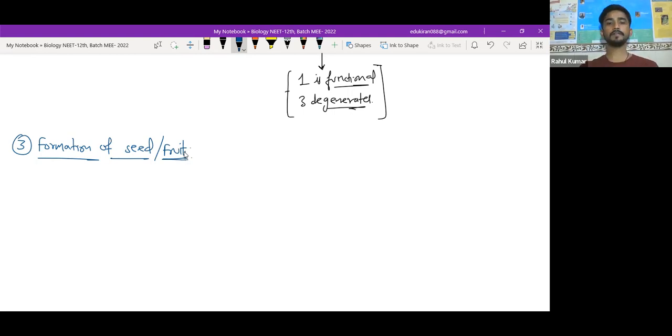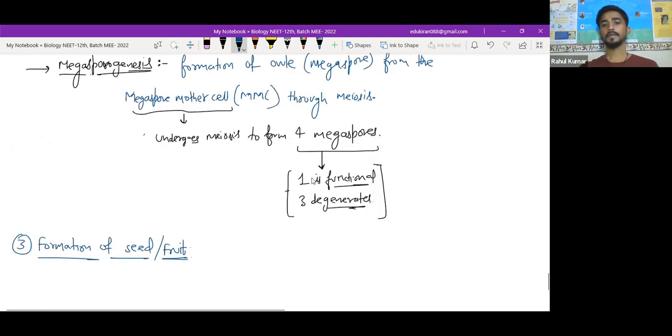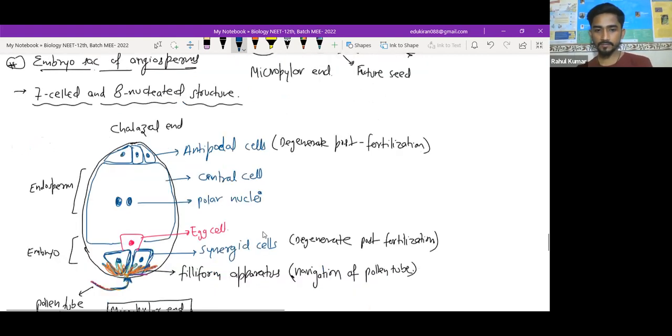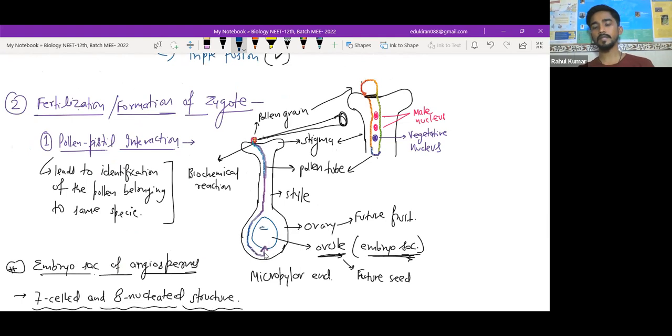Now for that we have to come here and see what happens after this. Everything is happening inside the ovary. After the fertilization has happened and an embryo is developed, this ovary starts to ripen. What do we mean by ripening? It starts to swell up and become ripe and big, and this develops into a fruit, and the ovules inside it develop into seeds.